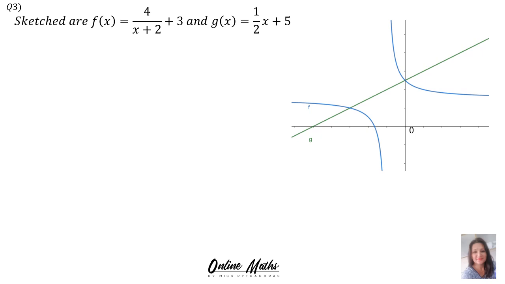Sketched are f of x is equal to 4 over x plus 2, plus 3. That's the hyperbola, the blue graph. And g of x is half x plus 5. That's the green graph, that's the straight line. The question: determine the asymptotes of the hyperbola.